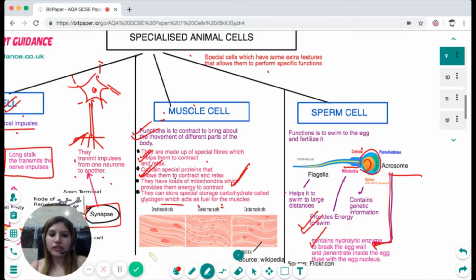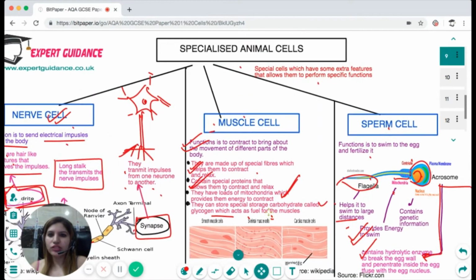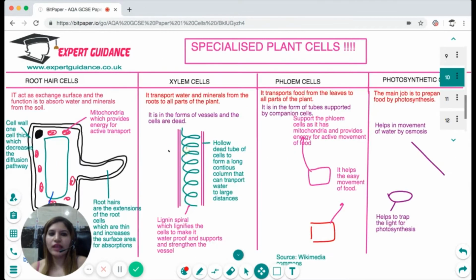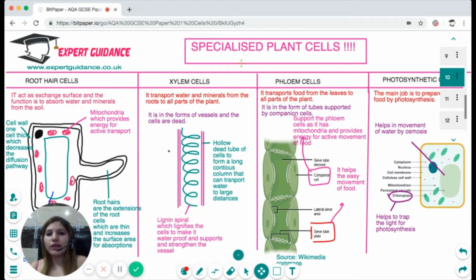The nucleus contains the genetic information, and the flagellum is a tail-like structure which helps it to swim to large distances. So I hope this is clear, and you should be able to label this, like what an acrosome is with its function. Okay, the flagellum with its function. So you should know the different components of a cell along with their functions. Okay, so now as we have finished the specialized animal cells, in the same way we have the specialized plant cells. Now, what are the specialized plant cells?